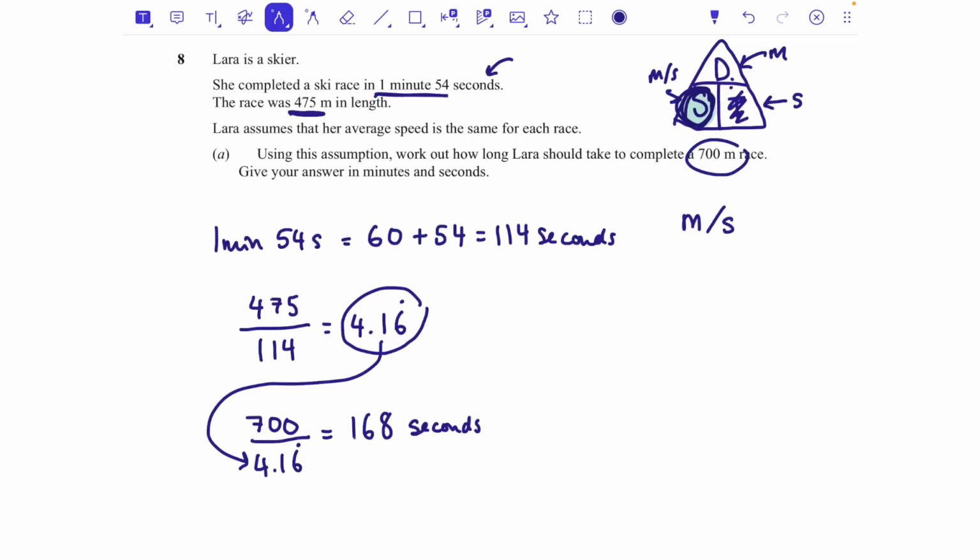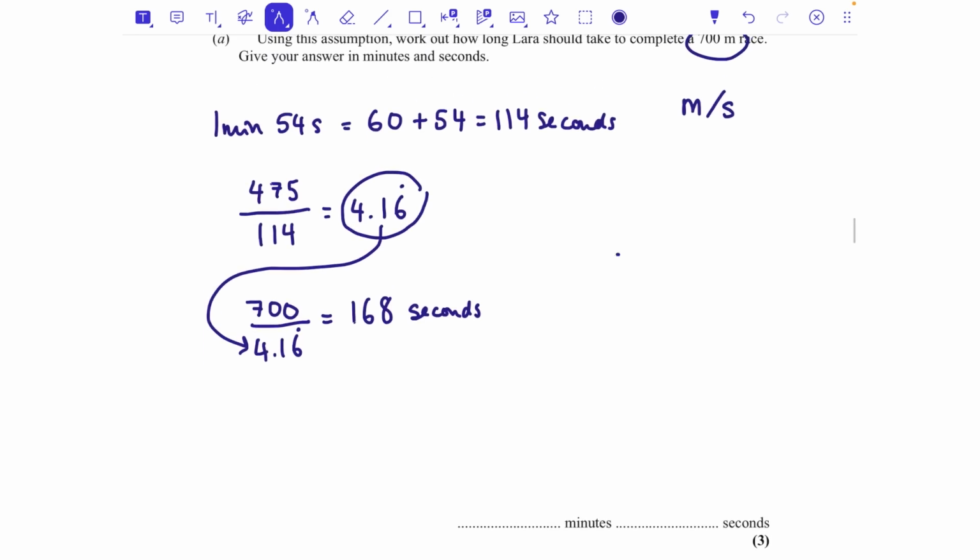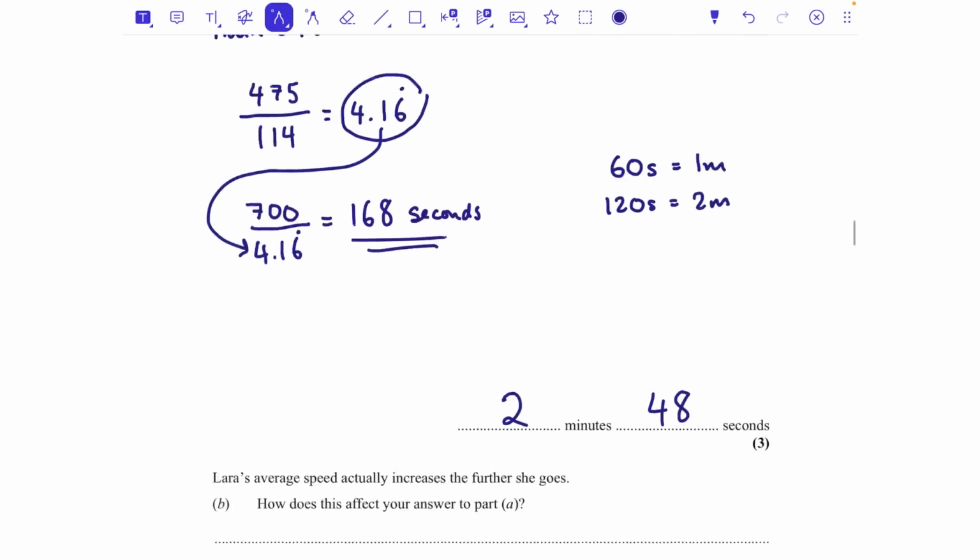So 168 seconds, but they want the answer in minutes and seconds. We know that 60 seconds is a minute. So 120 seconds is 2 minutes. And then we've got an extra 48 seconds. So that's 2 minutes and 48 seconds to make 168 in total.